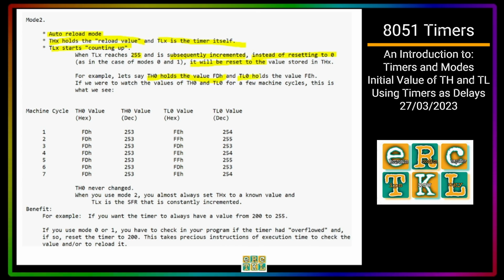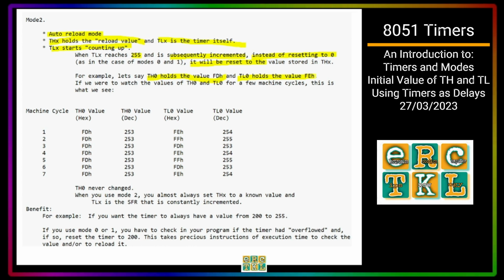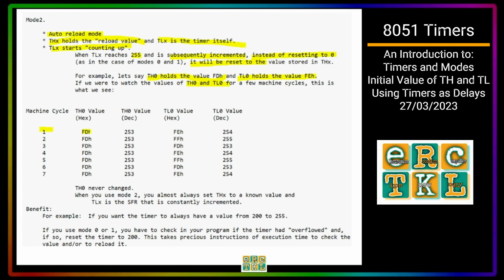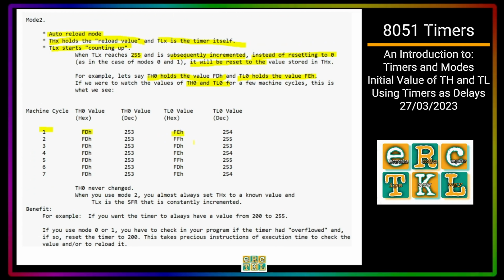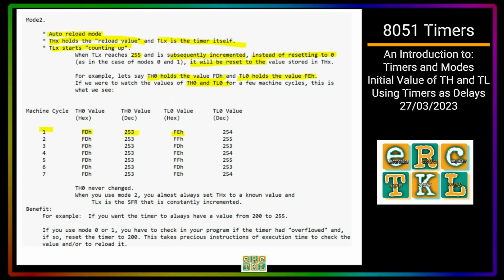When TL0 holds the value FEH, let's watch TH0 and TL0 and see what will happen. In the first machine cycle, the TH0 is FD, and TL0 is, let's say, FEH. Let's make it decimal. The TH0 is 253, and the TL0 is already 254. What's next to 254? 255.